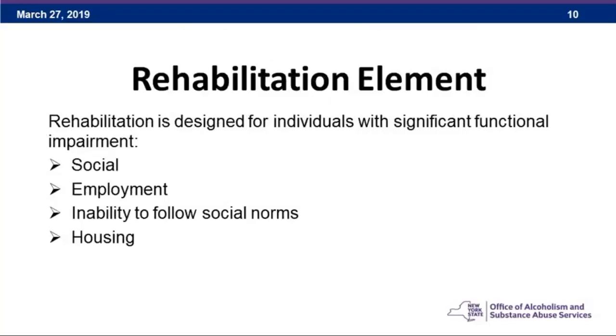Rehabilitation element is designed for individuals with significant functional impairment. The key for this population, we believe, is ensuring that appropriate assessment is performed, that individuals are matched to services that can meet their unique needs. So what we've seen with very successful providers is that they developed a menu of services. They provided choice from evidence-based groups. They set up baselines using measurement-based care tools, and they also linked people to recovery wellness services.